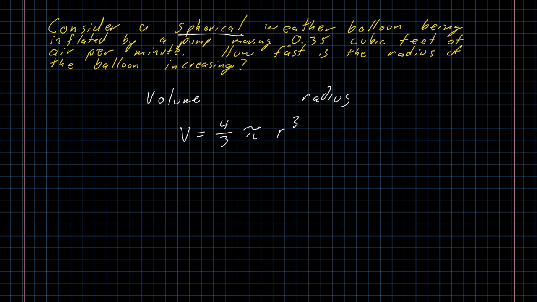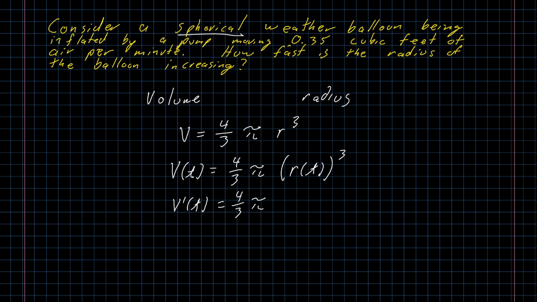If I differentiate both sides of this equation implicitly with respect to t, right? The volume is a function of t. 4/3 is a constant. Pi is a constant, but the radius is also a function of t. So when I take the derivative on the left-hand side, I just get V prime of t. On the right-hand side, 4/3 is constant, pi is constant. A constant multiple doesn't change the derivative.